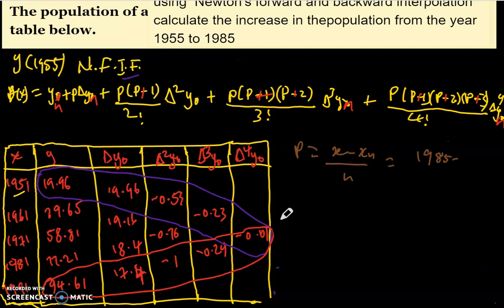1991. This is our xn. Our x0 is 1951. Divide this by 10. When you divide this by 10, you will get negative 0.6. So we plug this now into this formula for backward, and let's see what we will get from there.